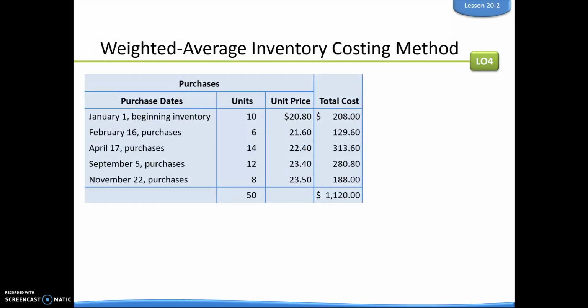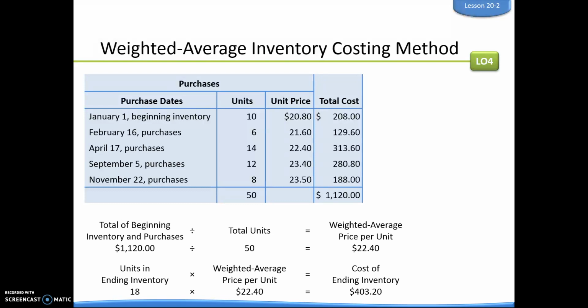So what we do here is we take our total of beginning inventory and purchases, which is $1,120, and we divide that by our total units that we have, which is 50. And we get a weighted average of $22.40. Because then we have 18 units left in our ending inventory, we take that times our weighted average of $22.40, and we get a cost of ending inventory of $403.20.